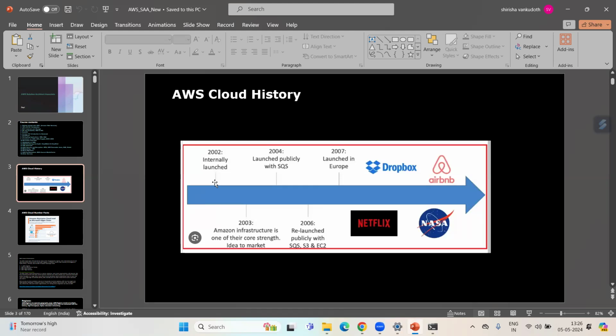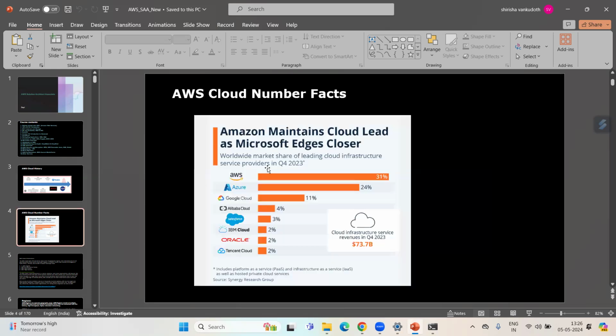And now, in 2024, it is available in most of the countries. AWS can be used in most of the countries. These are some of the main customers of AWS, Netflix and NASA, which use AWS services. We were talking about the cloud number facts, where AWS stands. Not only AWS, we have Azure, Google Cloud, and a few other clouds also.